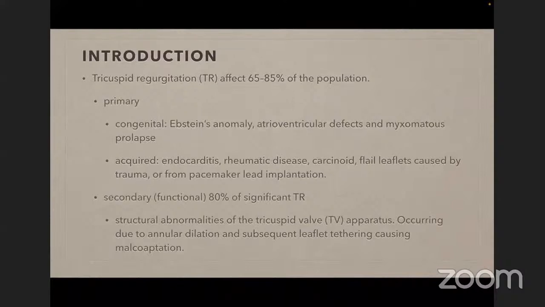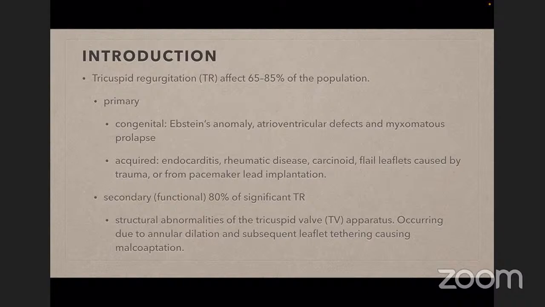This is a brief introduction. Tricuspid regurgitation affects 65 to 85% of the population, so it's not a rare disease. It has two types, primary and secondary, or functional. The primary is divided into two categories according to the cause, congenital or acquired. The congenital, like in Ebstein anomaly, atrioventricular defect, and myxomatous prolapse. The acquired type is caused by endocarditis, rheumatic disease, carcinoid, flail leaflet caused by trauma, or from pacemaker lead implantation.